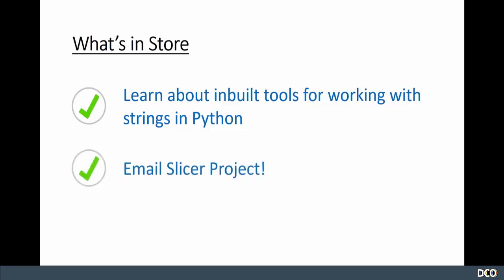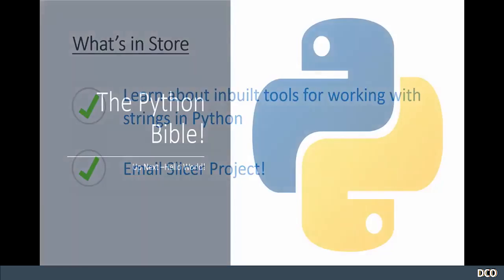We're then going to apply these tools to another project called the Email Slicer. This project will ask a user for their email address and use Python to slice up the email address and tell the user what their username is and also what their host domain is. Now we're talking, right? Proper programming.